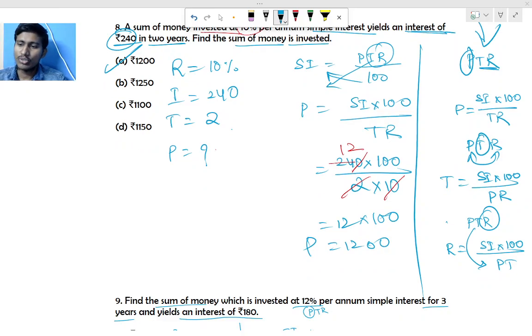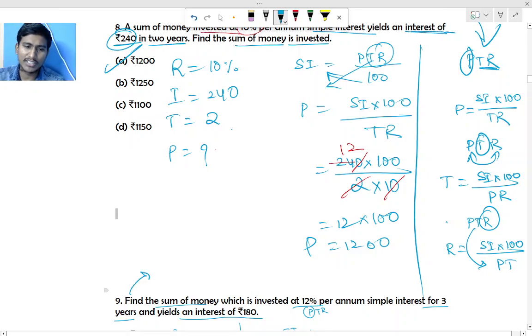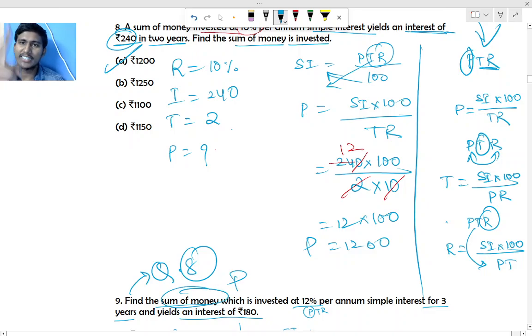Understand? So next, 9th question is very easy. Same as this 8th question. Same as question number 8. So here find the sum of money, principal we have to find, same way. This will be homework for you. Okay? So we have to find the principal. This will be homework, 9th question. Understand? Do it.